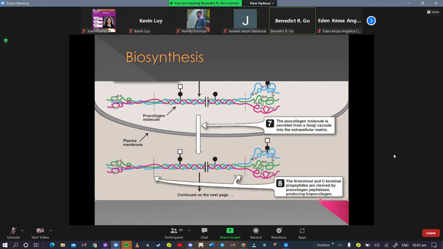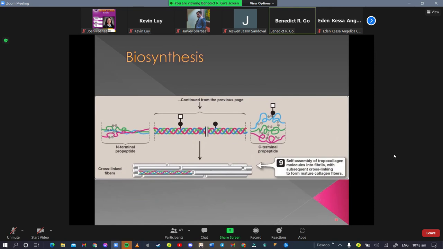All right. And then finally, you have your self-assembly of your tropocollagen molecules into fibrils. The fibrils are the mature collagen molecule already, formed by subsequent cross-linking to form mature collagen fibers. Okay.